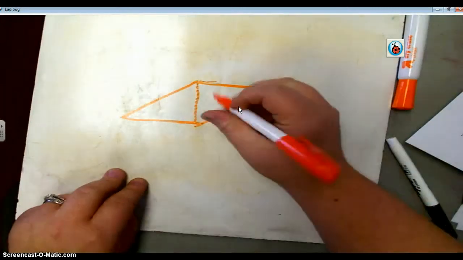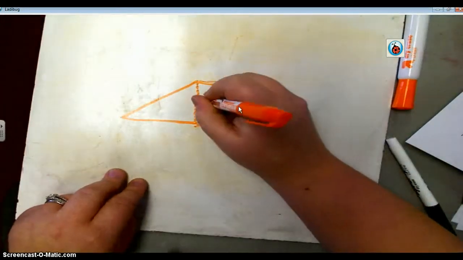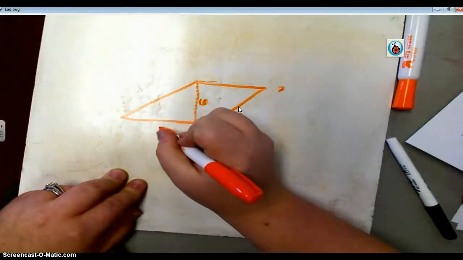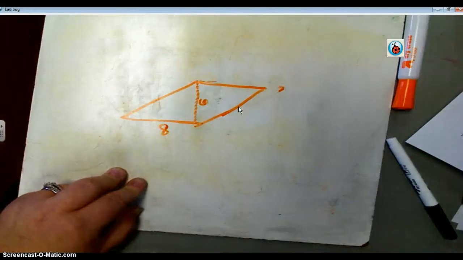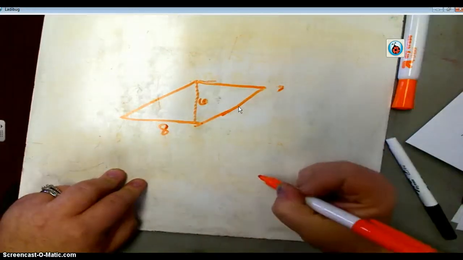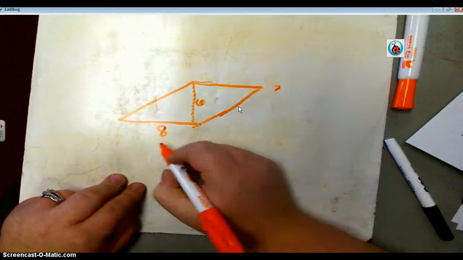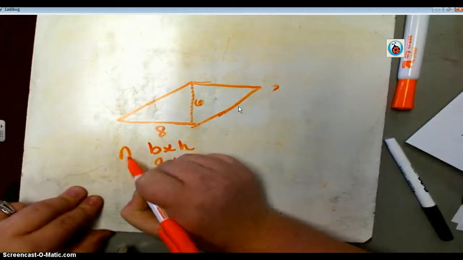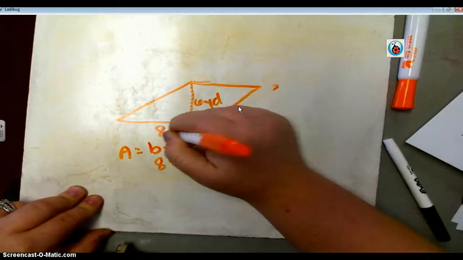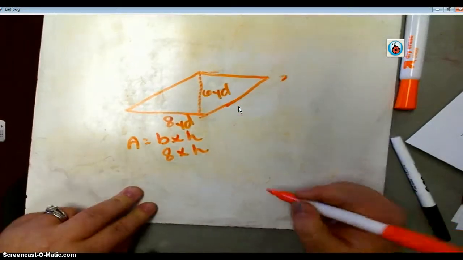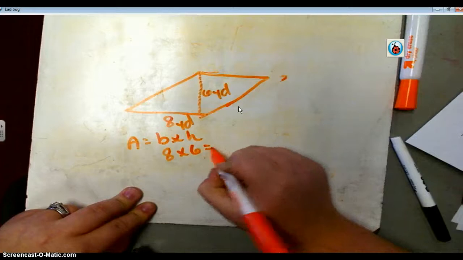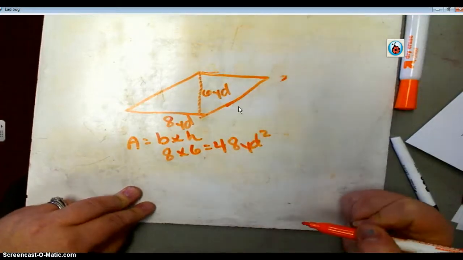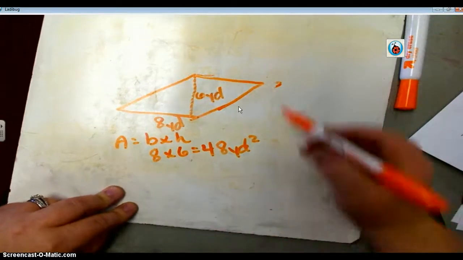It might be slightly off, but let's say this is 6, okay, and let's say this is 8, okay. If I were going to find the area of this parallelogram, I would take base times height, which is 8 times 6, and let's just say it's yards, okay. Same thing. Yes. 48 yards squared, right? Yeah.